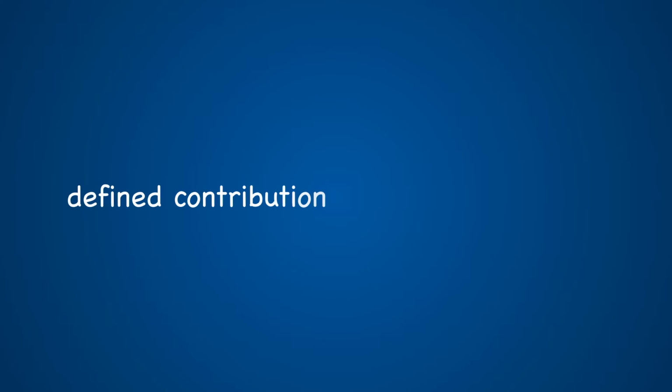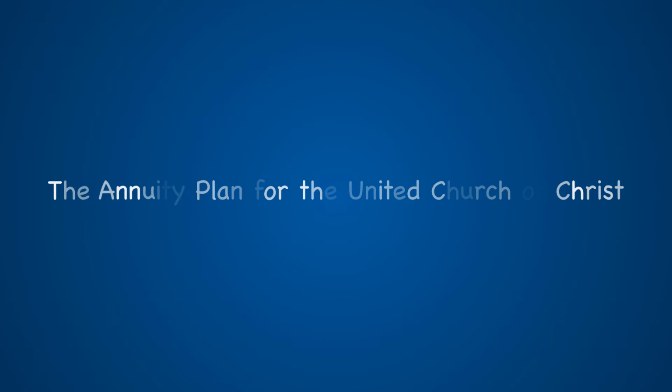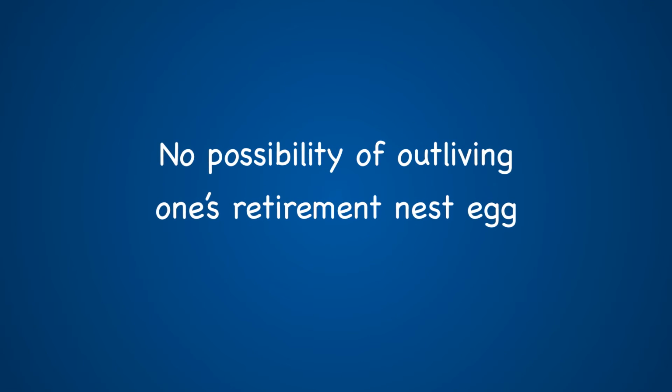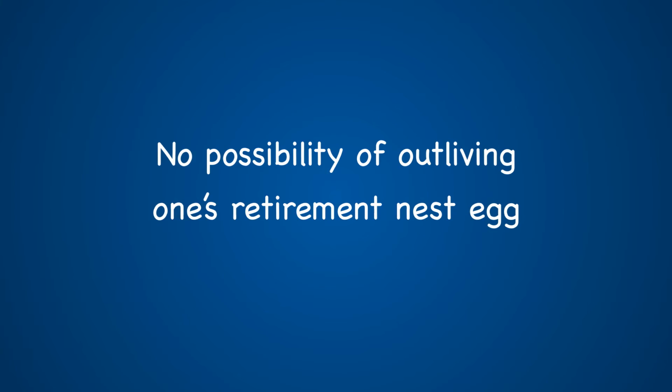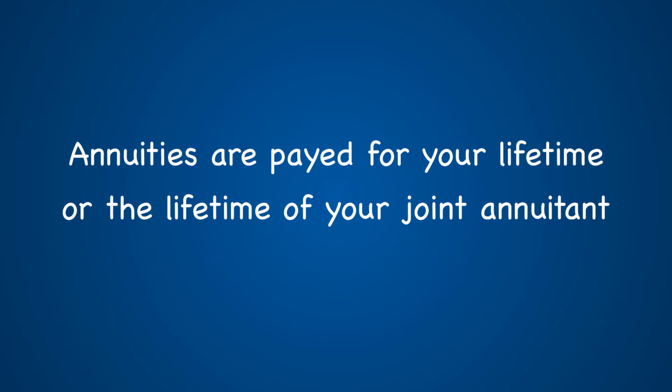It is for this reason that we often say the annuity plan is the perfect combination of defined contribution and defined benefit. There is flexibility during the accumulation phase and protection of lifetime income during the retirement phase. There is no possibility of outliving one's nest egg. The annuities are paid for your lifetime or the lifetime of your joint annuitant.